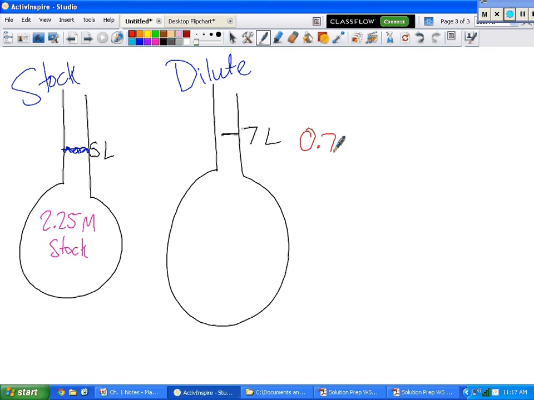So I've got to figure out how to take 5 liters of a 2.25 molar stock and get it to 7 liters of a 0.75 molar. So I've got to reduce the 2.25 into 0.75. So Nick asked that same question. Why do I have 5 liters? How much am I going to put into here from my stock?